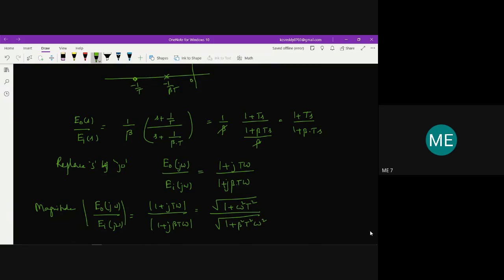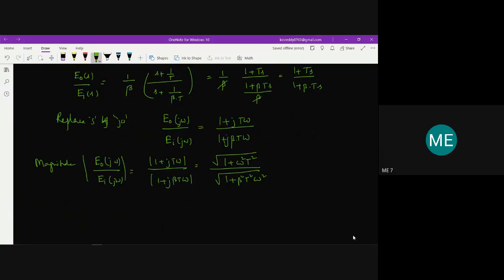For the phase angle, as we said, numerator angles are added and denominator angles are also added if you have more than one, and we subtract the denominator angle from the numerator angle. So the phase angle, in rectangular coordinates, can be written as phi is equal to tan inverse of omega T by 1, so I'll be getting omega T only, then minus tan inverse of beta T omega.